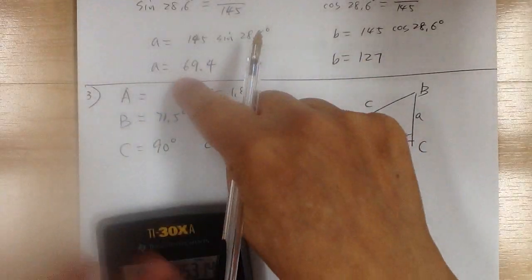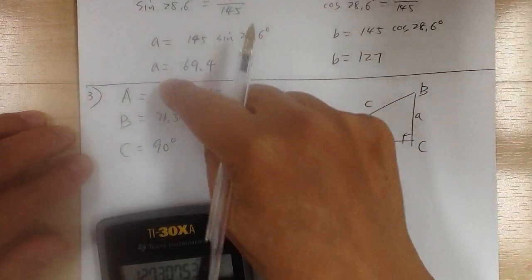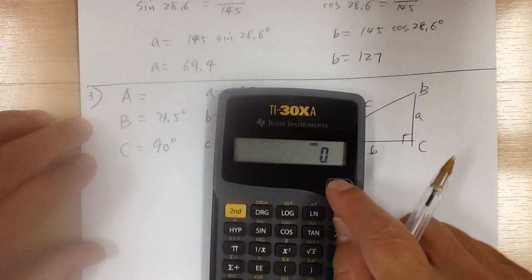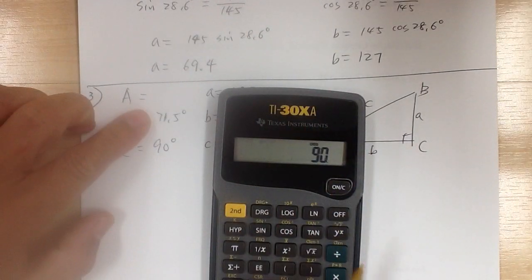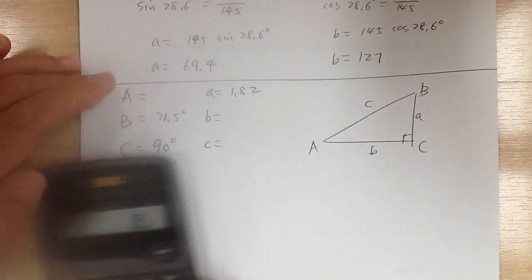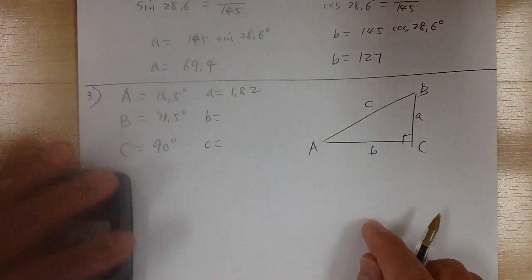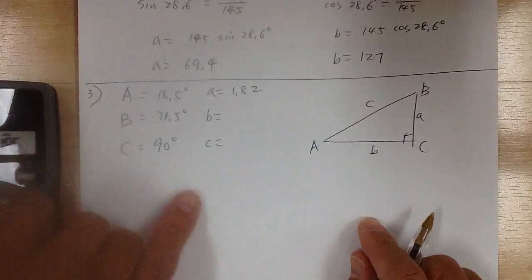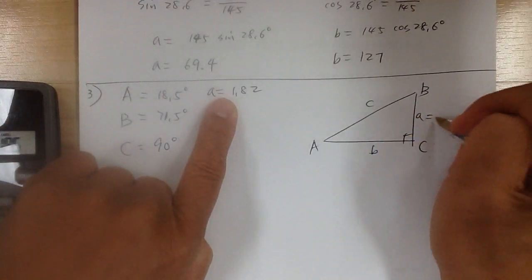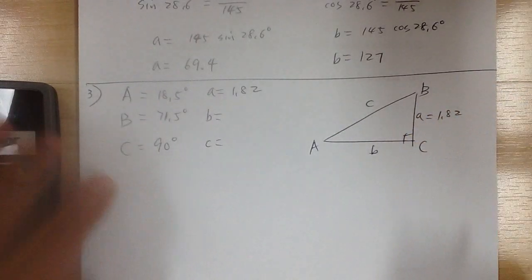Then we can use 90. So again, these two have to add to 90 degrees. So use 90 minus that. Okay, so 90 minus 71.5 equal 18.5 degrees. Okay, and now we're ready to do the other two.